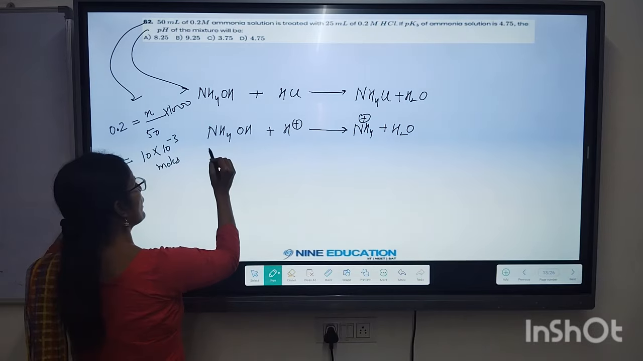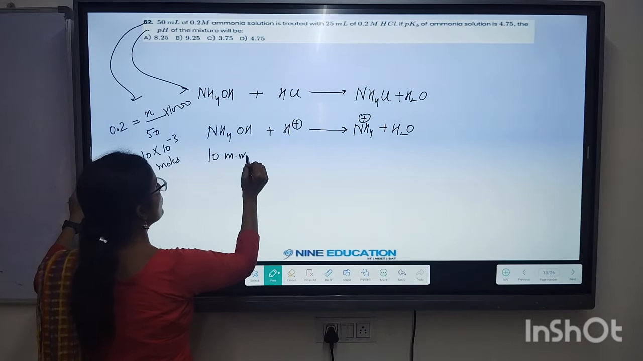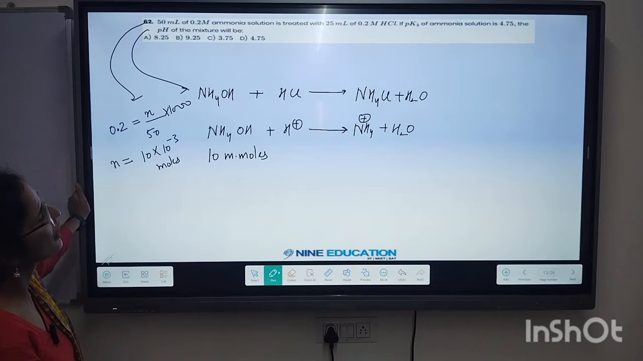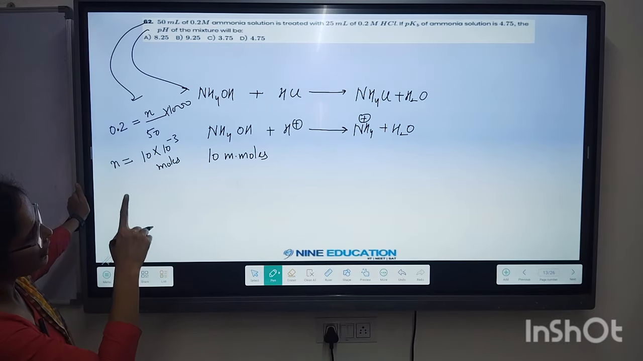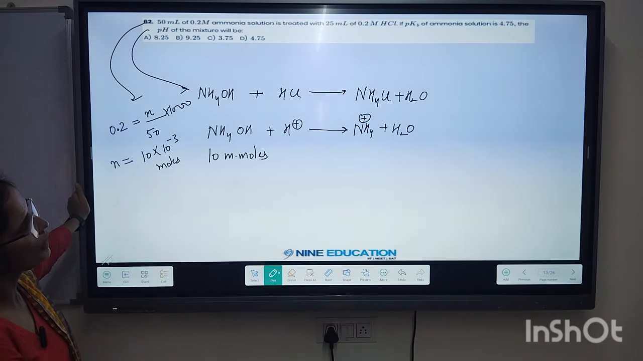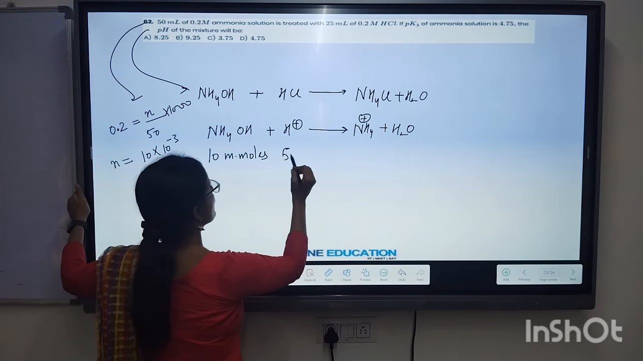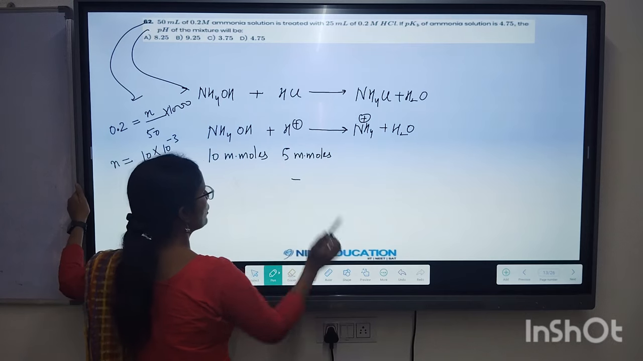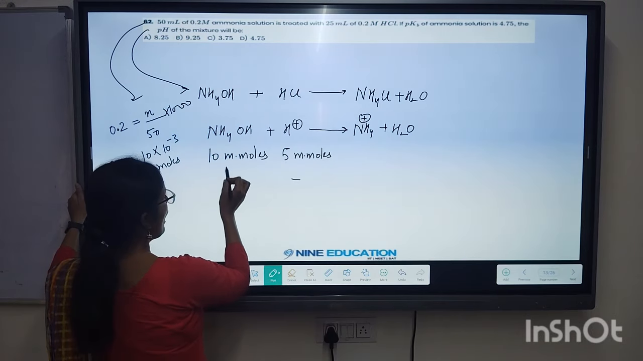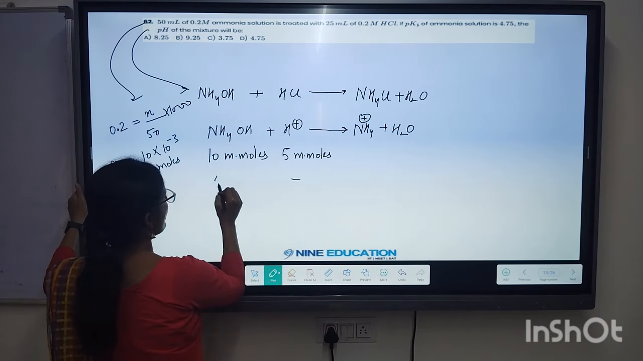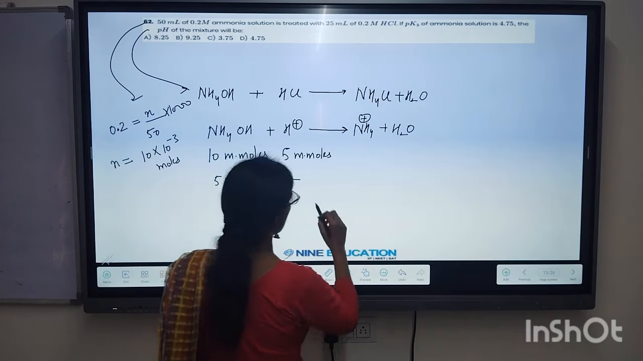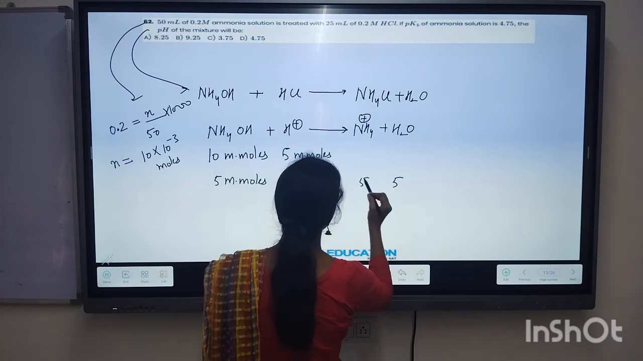So here I am writing 10 millimoles. Similarly, for H plus you have 25 ml into 0.2, which comes to 5 millimoles. Here we are having 5 millimoles. Now when these both react, 5 millimoles will be consumed. How much will be left for NH4OH? It will be 5 millimoles. And how much NH4 positive? It will be 5 and 5.